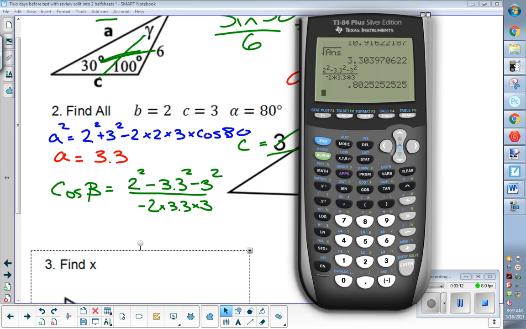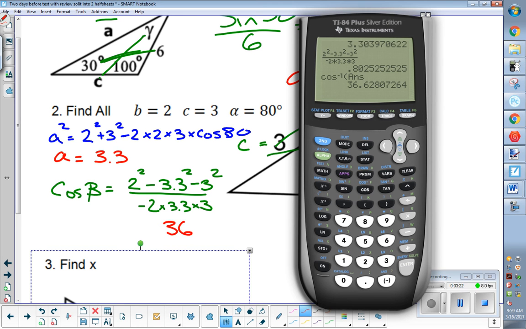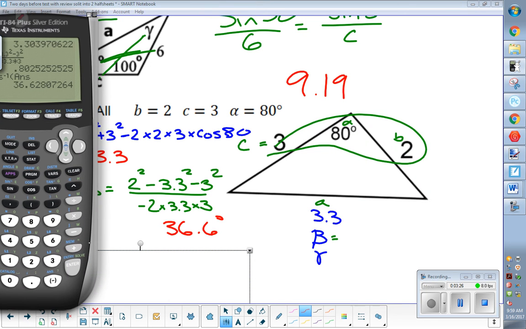That is not my answer. That's what cosine of beta was. What do I need to do to get beta by itself? Inverse cosine of that answer. Beta is 36.6 degrees. If beta is 36.6, what can I do now to find gamma? Subtract from 180. Somebody get that? What was it? 62.4. 63.4, sorry.